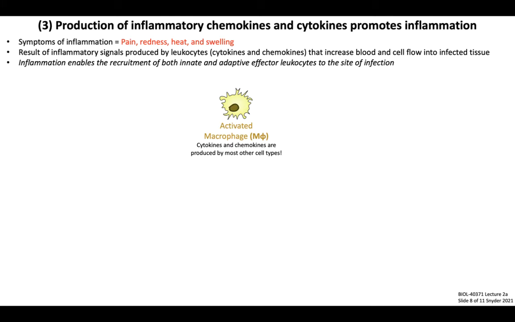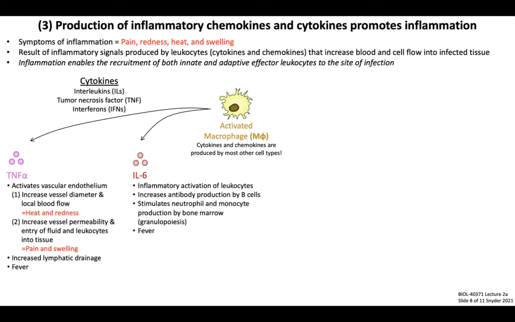Now, let's go over some quick specific examples of these inflammatory mediators. Just as an example, I'll talk about molecules produced by a macrophage that's been activated, but please keep in mind that both cytokines and chemokines can be produced by most other cell types, both leukocytes as well as other non-immune cells. First, let's talk about cytokines.